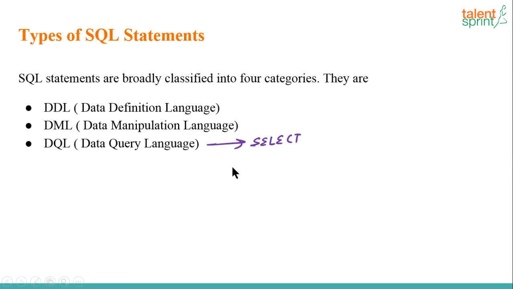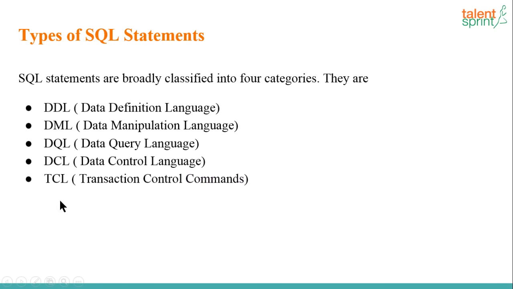Hi Govind. Yeah, so let's move on. Finally, we have transaction control commands. The transaction control commands make sure that whatever transactions are happening are completing properly or not, following the ACID properties of atomicity, consistency, etc. So those are all the transaction control commands.